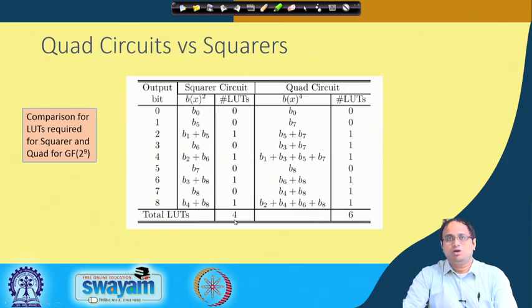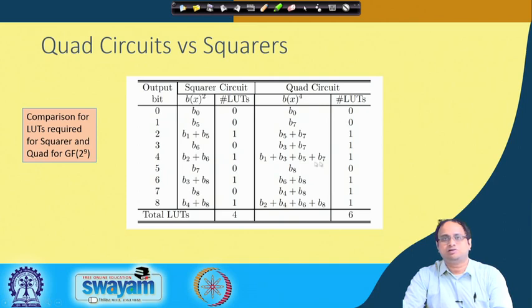On the other hand, for the quad circuit, you will see that you still have 1 lookup table, but even for a value like B1 plus B3 plus B5 plus B7, where you are doing more computation, you are still using 1 lookup table. So, here at the end you are using 6 lookup tables.